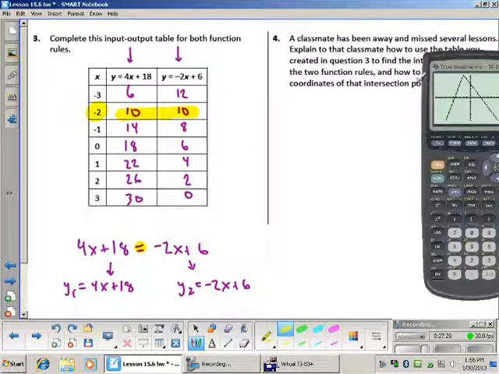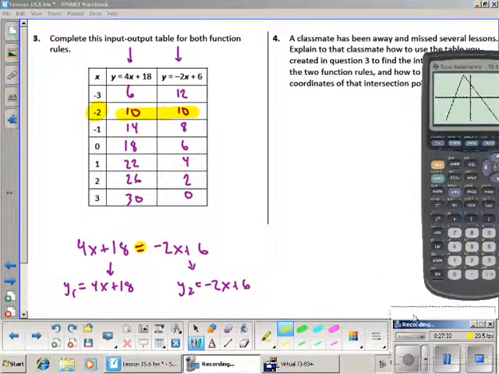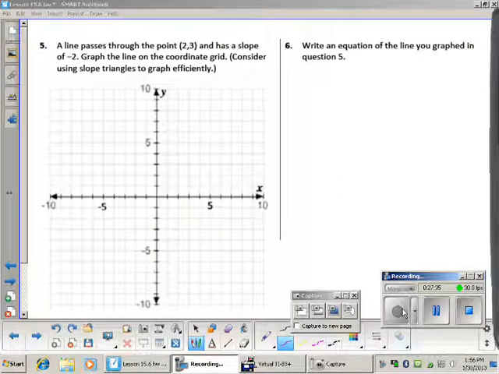We have a line passing through the point 2, 3 with a slope of negative 2 graphed on the grid. Well, to graph a straight line, we need 2 points. So let's start at 2, 3. Boom, 1, 2, 1, 2, 3. So all we really have to generate is a second point. We're told the slope is negative 2.